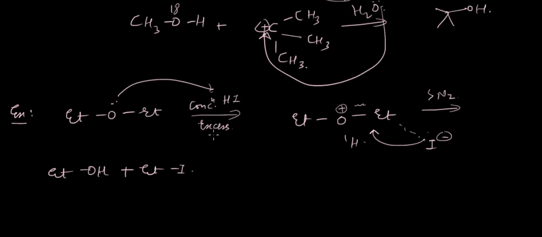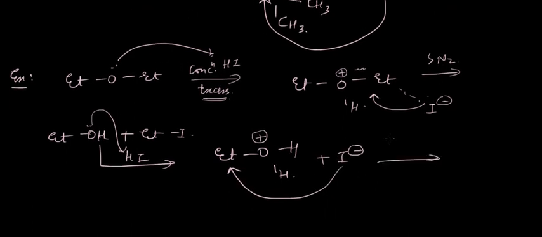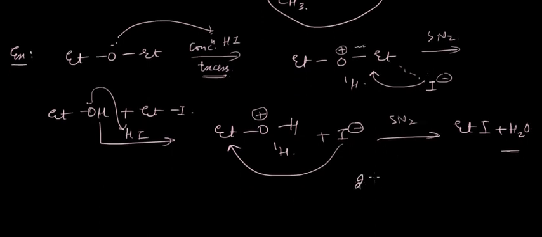Again, as I have mentioned that concentrated HI is in excess, so what would happen in this case is, again, you would have positive charge on the oxygen atom, and the I minus would actually again attack via SN2 mechanism on this ethyl group. So this is again via SN2. We will get EtI plus water. So in the end, we would be getting 2 moles of EtI as the major product.